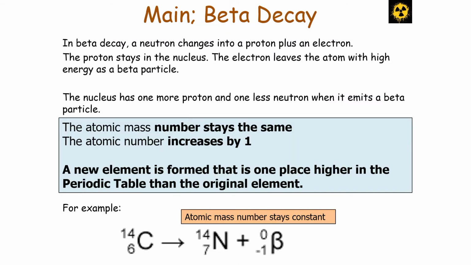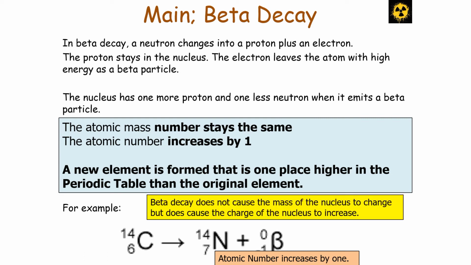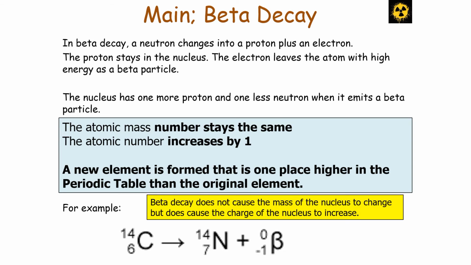So let's clarify what beta decay is. The atomic mass stays the same, the atomic number increases by 1, so a new element is formed that is one place higher in the periodic table than the original element. As we said before, the top number, the atomic mass number, stays constant, but the atomic number increases by 1. So beta decay does not cause the mass of the nucleus to change, but does cause the charge of the nucleus to increase. A new element has been formed as the proton number has changed, so we can summarize all the information of beta decay in the following slide.